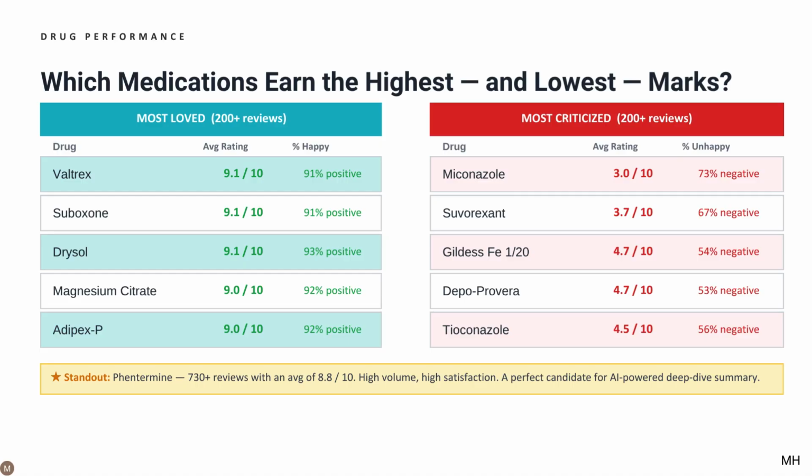On the other end, drugs such as miconazole and suvorexant receive much lower ratings and higher levels of negative sentiment, suggesting patients reported more challenges or dissatisfaction. One medication that stood out was phentermine, with over 730 reviews and an average rating of 8.8 out of 10. It combines both high patient satisfaction and a large volume of feedback, making it an excellent candidate for AI powered review summarization.